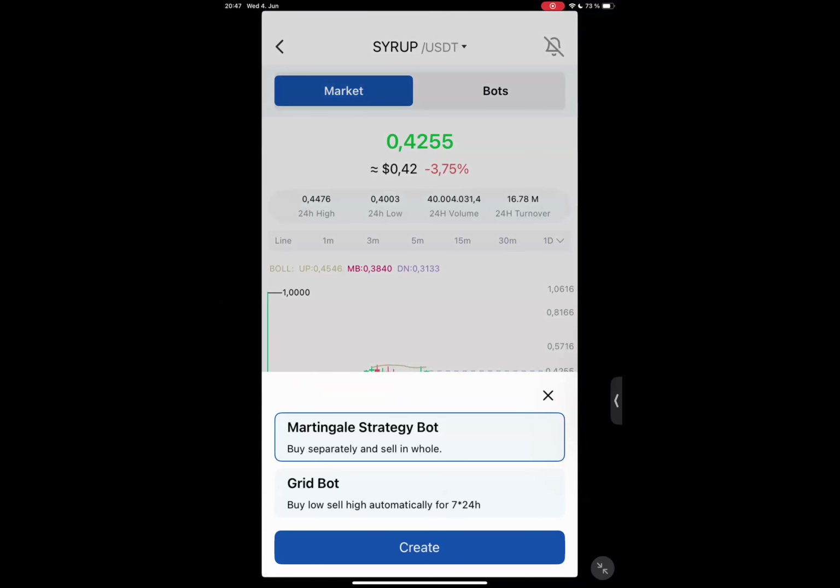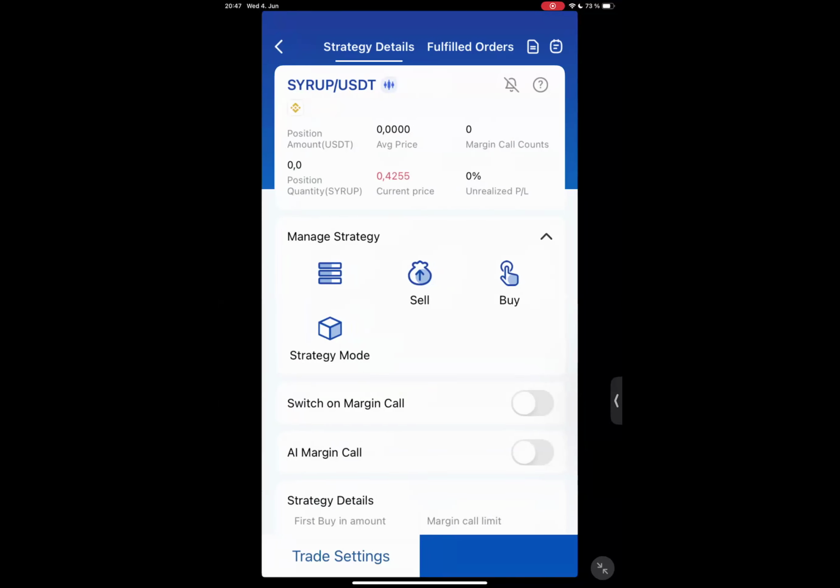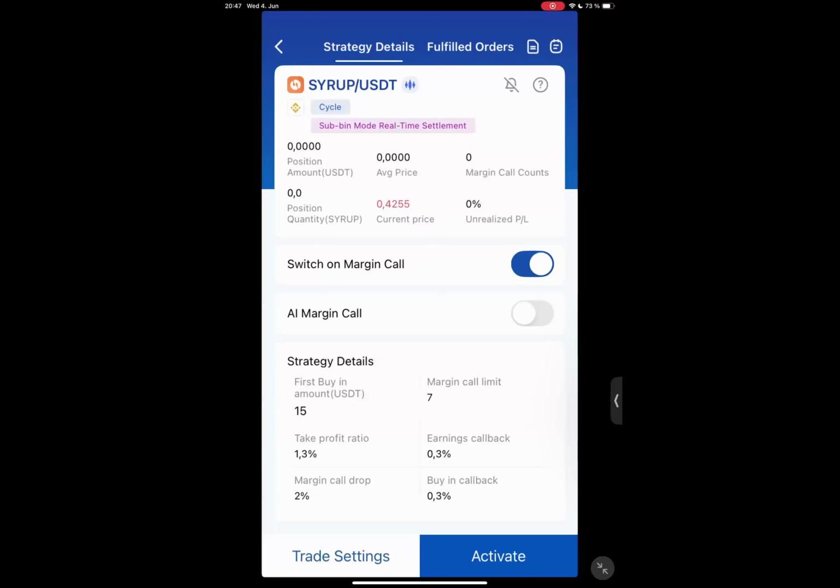I choose martingale strategy bot. Then I tap on create. Now I've already done my settings. So that is why it's advisable for you to create a settings down. Since you know that the margin call drops he gives out for his signals are 20% drop, set it down. Okay, so you can enter into the trade, but don't enter with all your money.